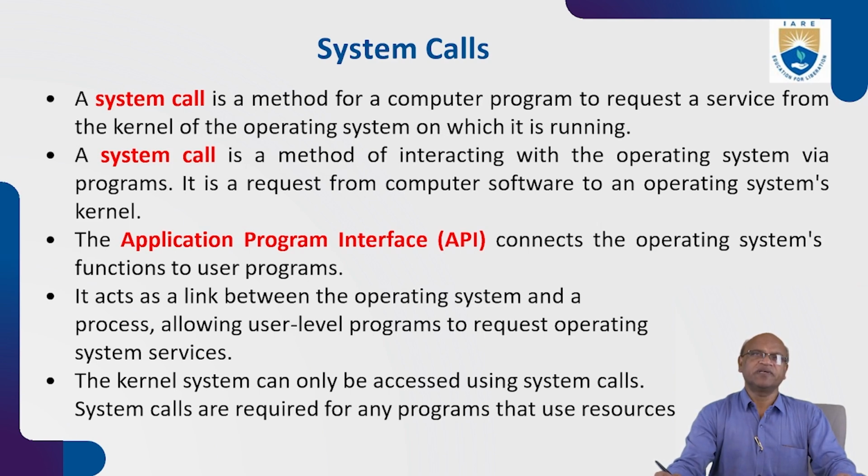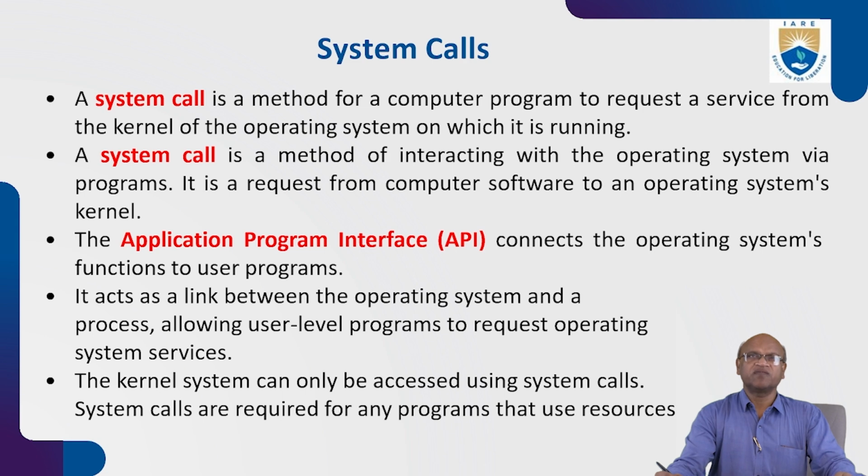The system call is a method of interfacing with the operating system by a program. It's a request from computer software to the operating system's kernel. So when we press the save button, automatically it will invoke the write system call, a write program to write whatever program the user has written, and that will be written in the hard disk.